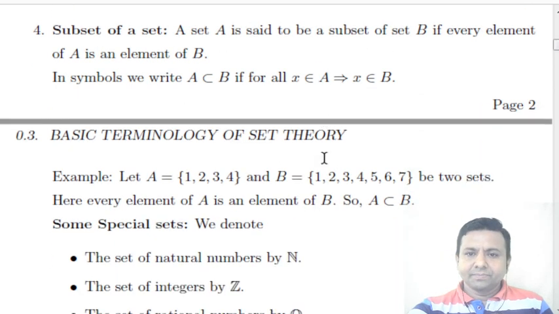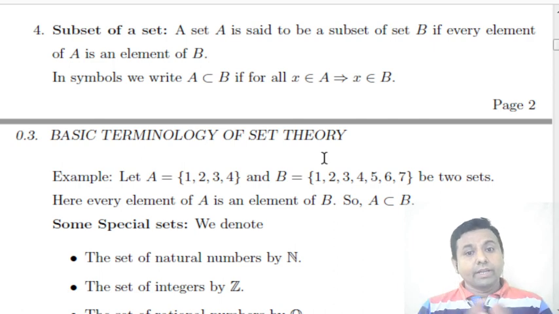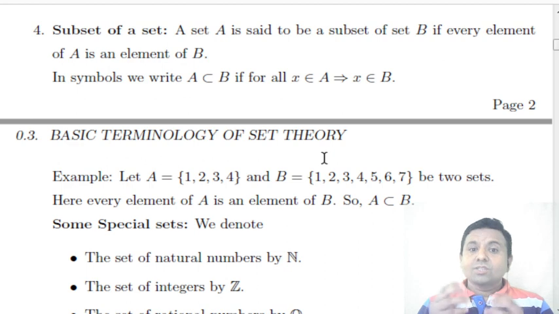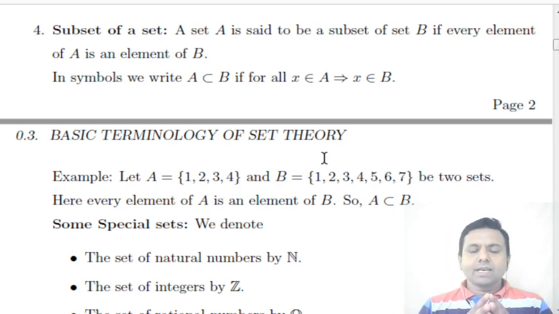Now, subset. A set A is said to be a subset of set B if every element of A is an element of B. In symbols we can write A is a subset of B if for all x, x belongs to A implies x belongs to B. In real life, suppose we are studying in a TYBSc or SYBSc class, and our college is one set, the set of students in a college, call it set A, and the set of students in a BSc class, call it set B. So we can say that B is a subset of A, because all the students in BSc lie in the set of students in the whole college. So it is a subset.